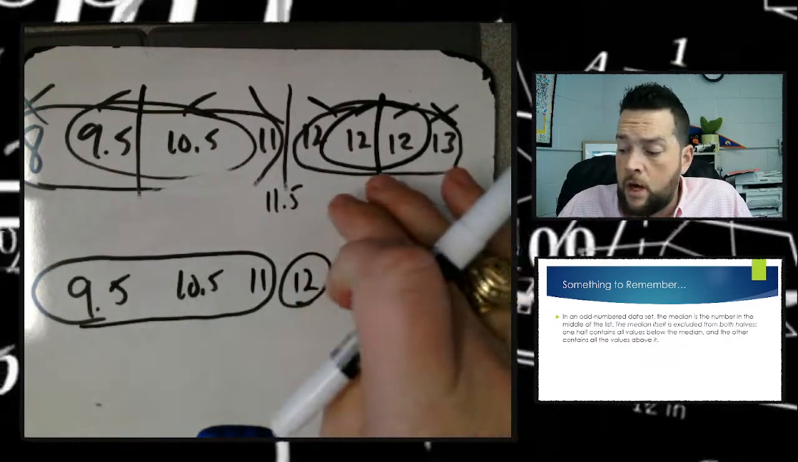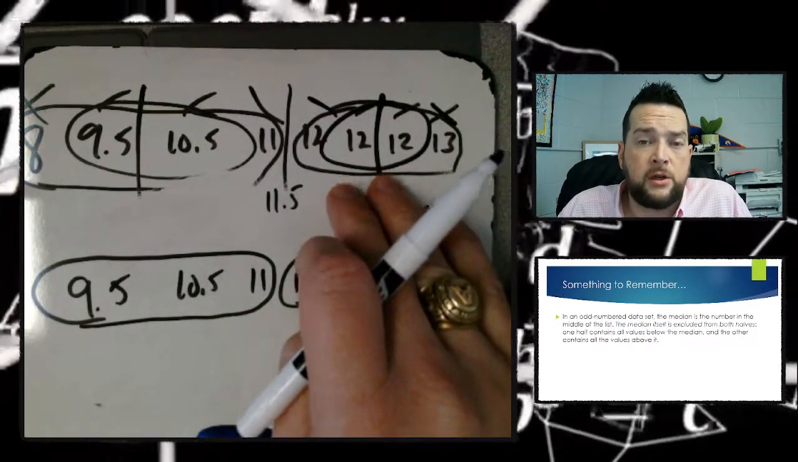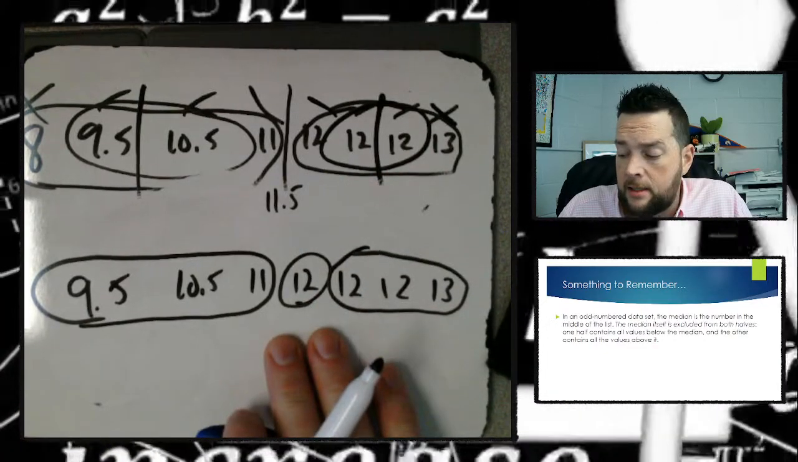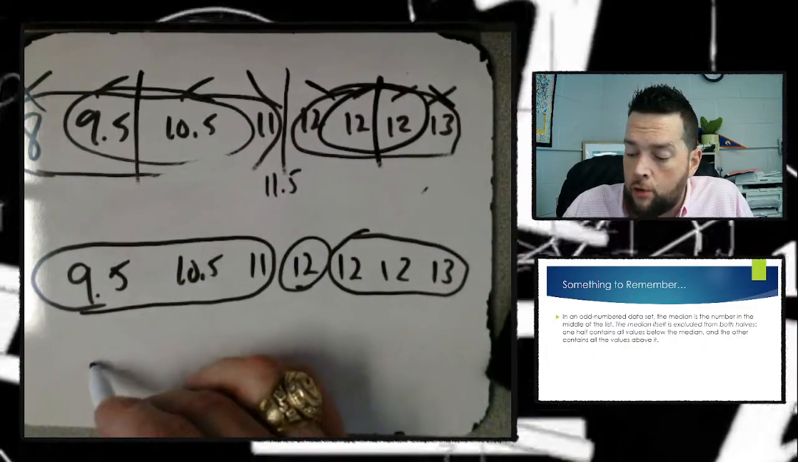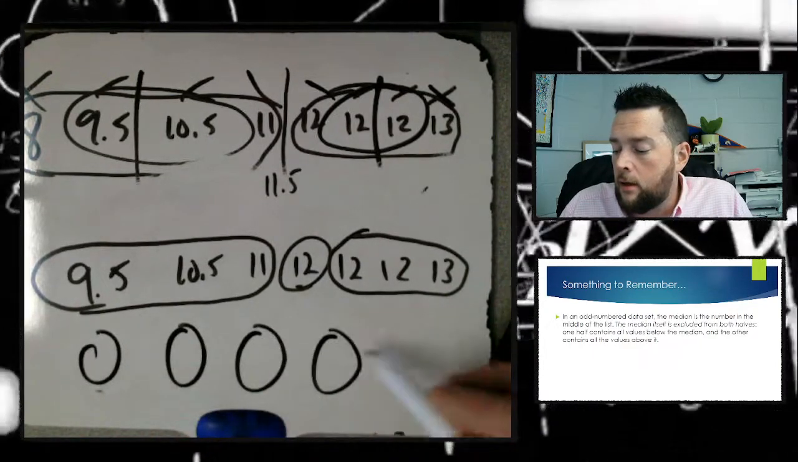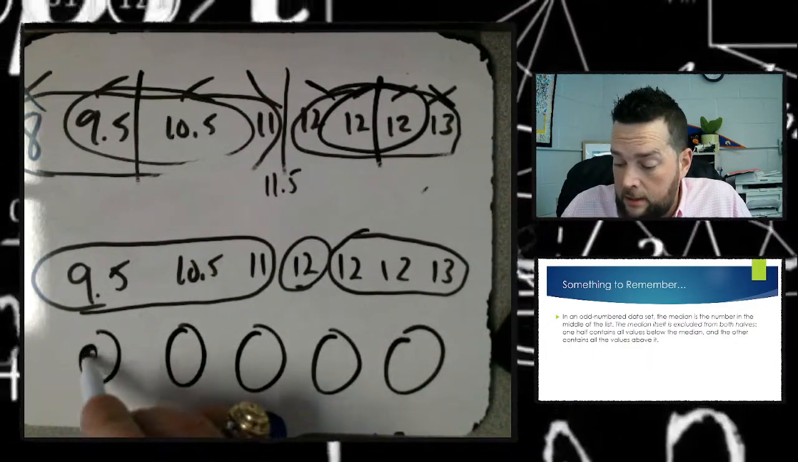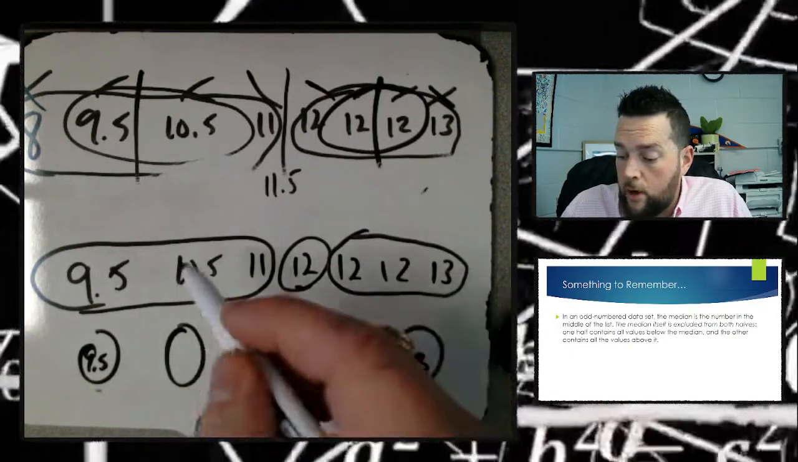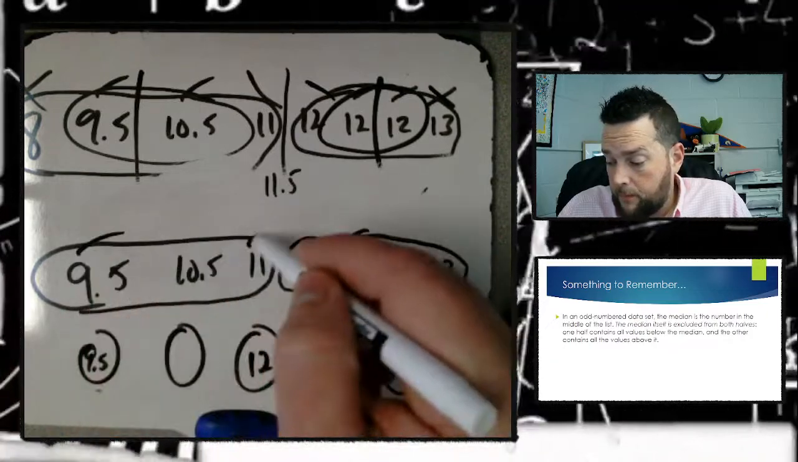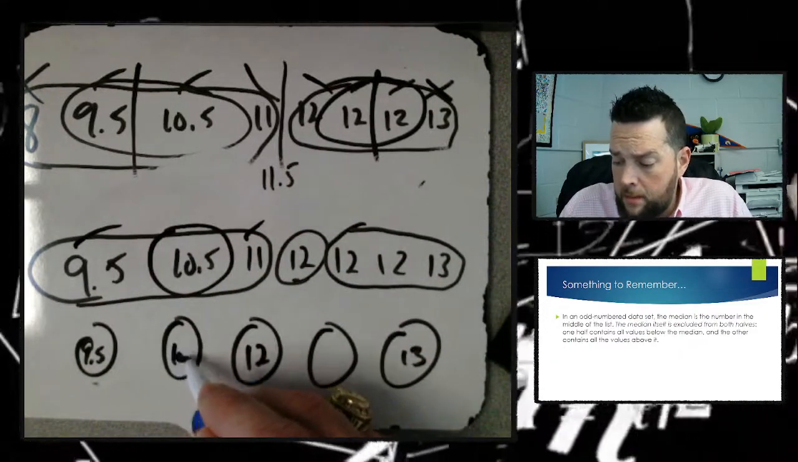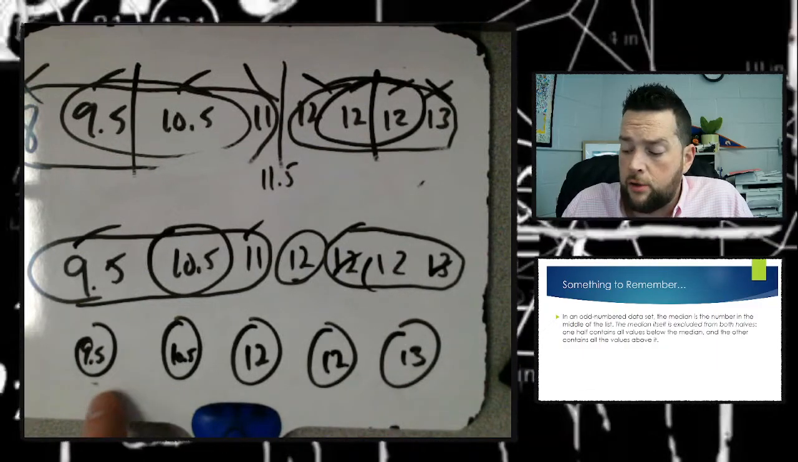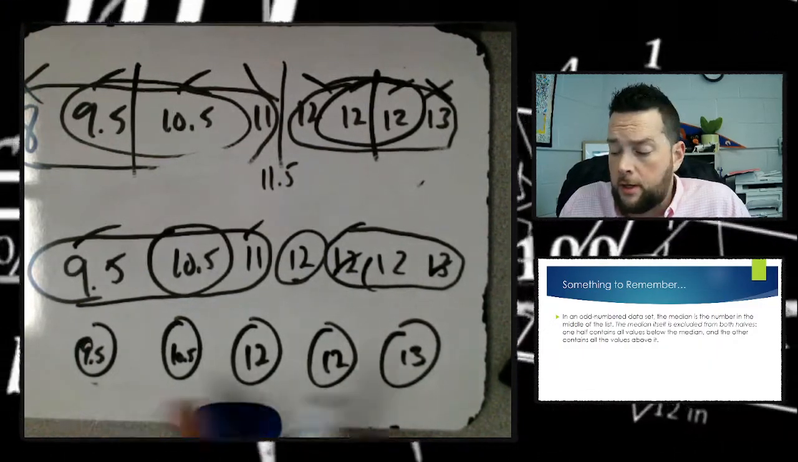Okay, so this is what it looks like. That's what the process looks like with an even numbered data set. And this is what it looks like with an odd numbered data set. All right, then you can go through and fill in your lucky mucky go. So the least is 9.5, the greatest is 13, the median was 12, the Q1 would be 10.5, and the Q2 would be 12. So there's your lucky mucky go right there.